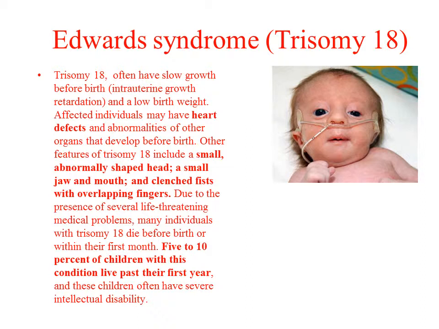That is Edwards syndrome. So this individual has heart defects, small abnormally shaped head, small jaw and mouth, and clenched fist with overlapping fingers. 5 to 10% of children with this condition live past their first year.